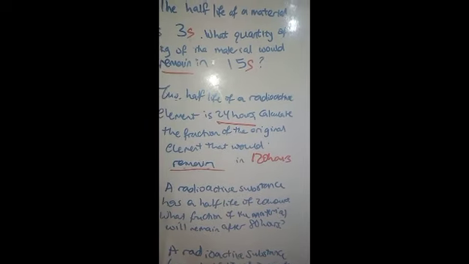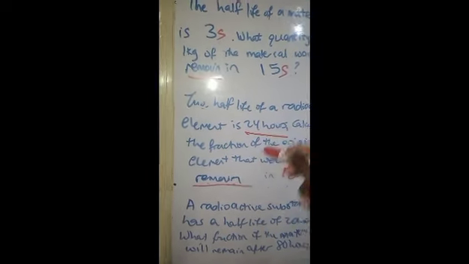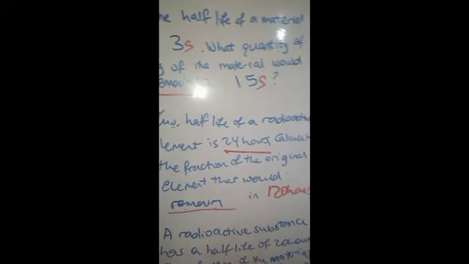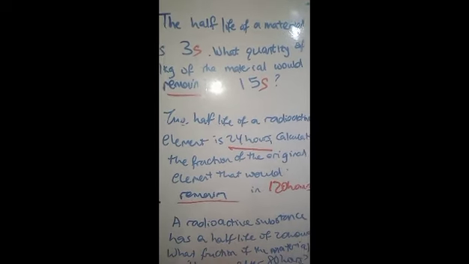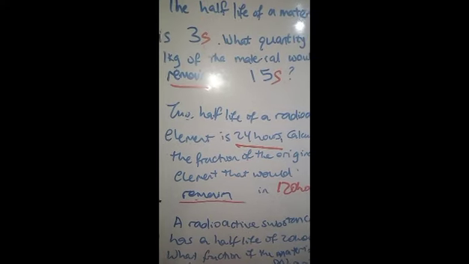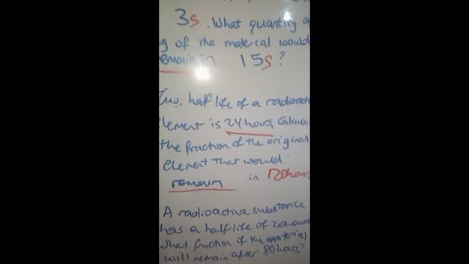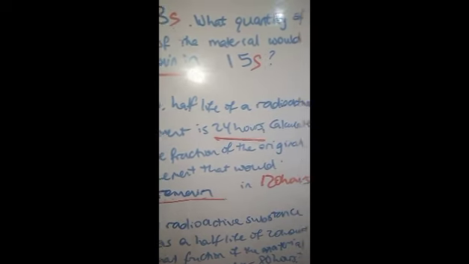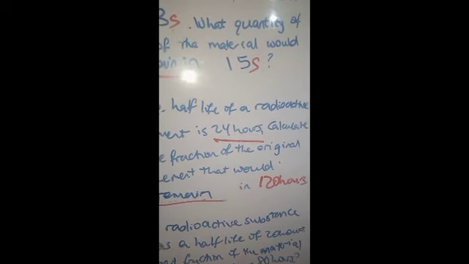So yes, I modified another question for you. Can you try it out? Yes, just pause the video. The half-life of a radioactive element is 24 hours. Calculate the fraction of the original element that would remain in 120 hours. So just pause it, solve it, and let's quickly take it together now. I'm sure you are done now.